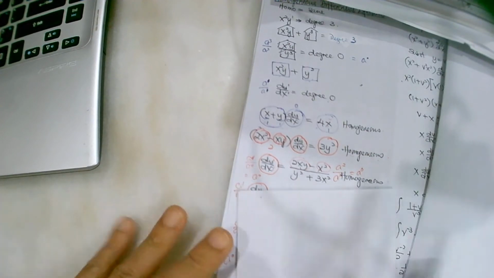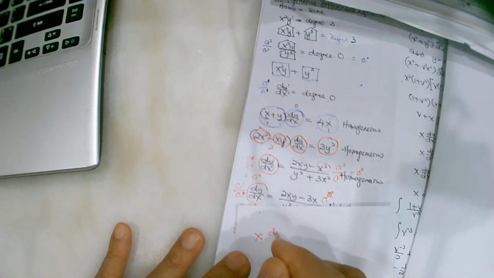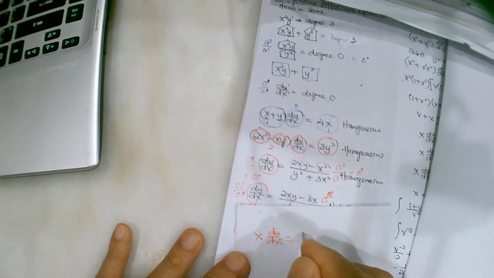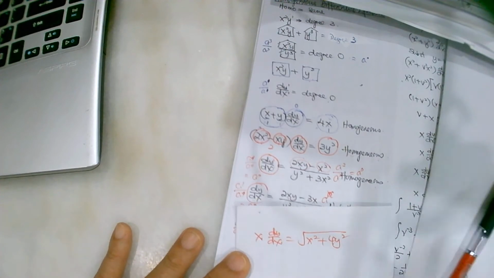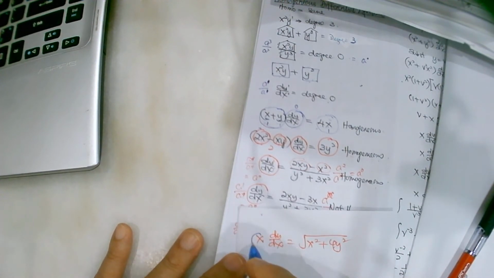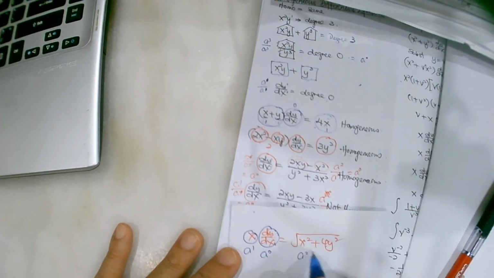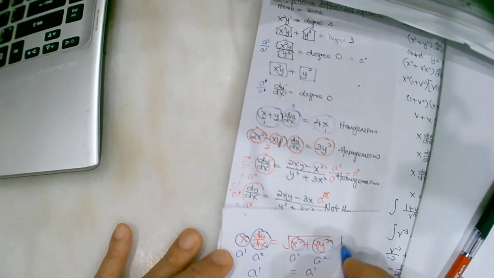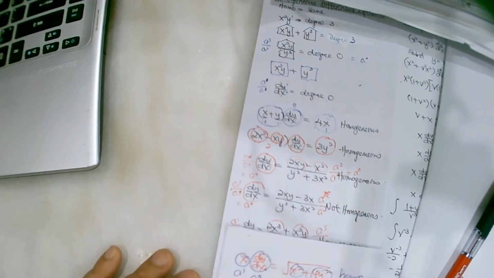Even like this, let's say I give you x dy dx equals square root of x squared plus 4y squared. Is it homogeneous? This one the degree is 1. This one is a power 0, because a power 1 over a power 1. Then here x squared, degree 2, and this one also degree 2. Then the square root becomes degree 1, isn't it? So this side also degree 1, therefore this is homogeneous.